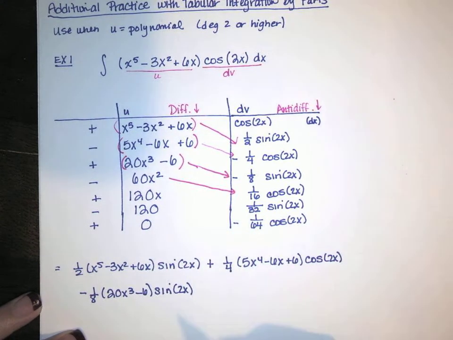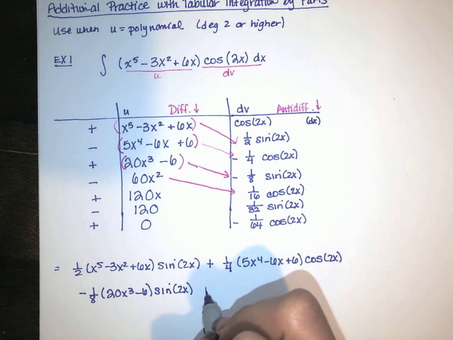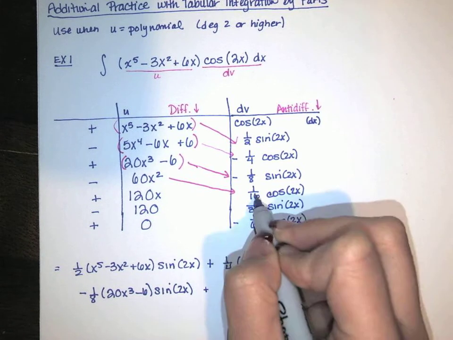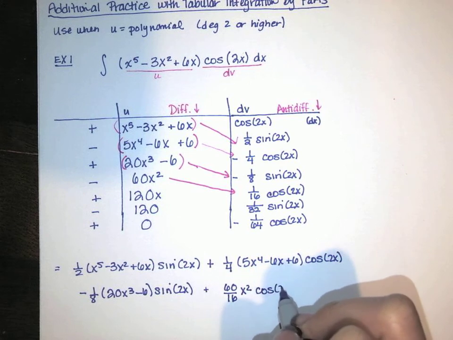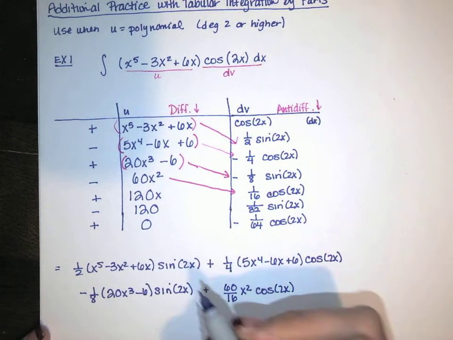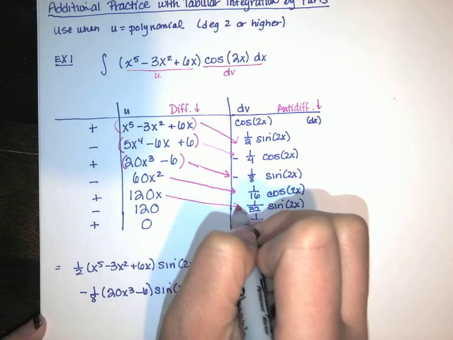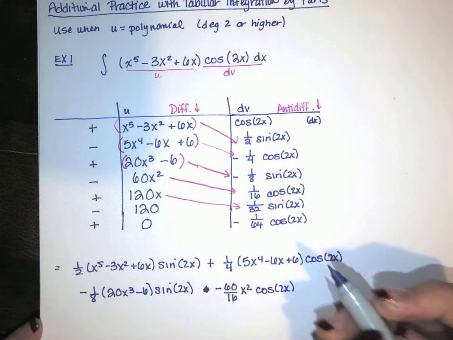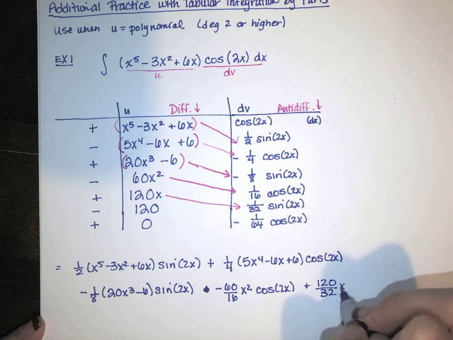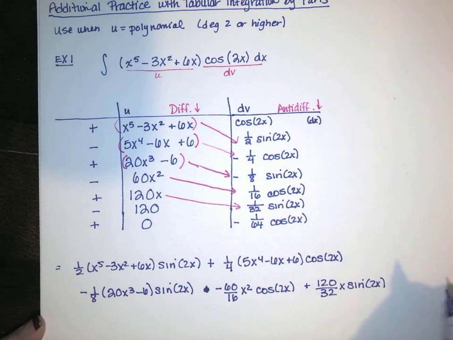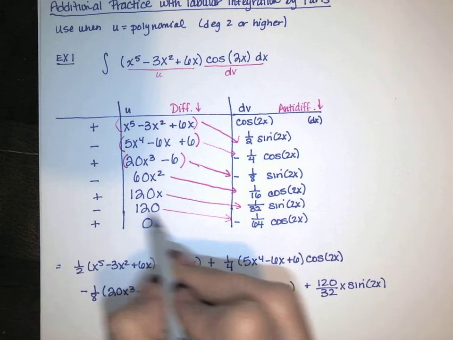Then I multiply these two guys. So I've got 60 over 16 times x squared times cosine, and that's multiplied by a negative 1. And then I multiply these two guys, and multiply by positive 1. And then multiply these two guys. Negative times a negative is positive.